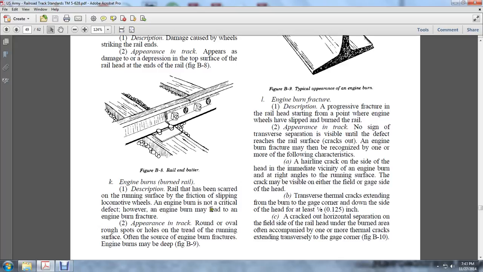However, the engine burning may lead to an engine burning fracture. Appearance in the track: round or oval rough spots on the tread of the running surface are often the source of engine burning fractures. Engine burnings may be deep.